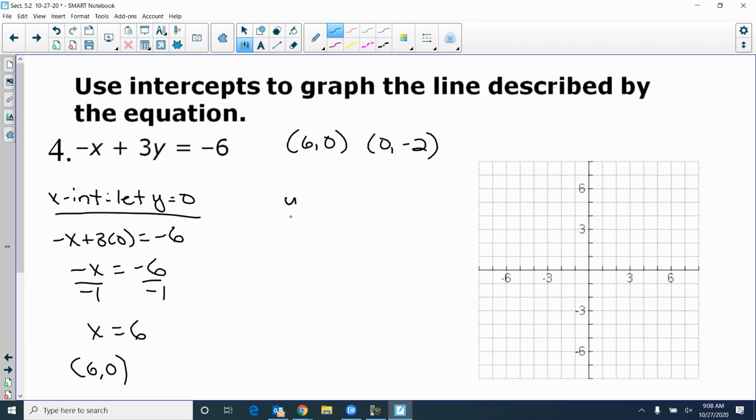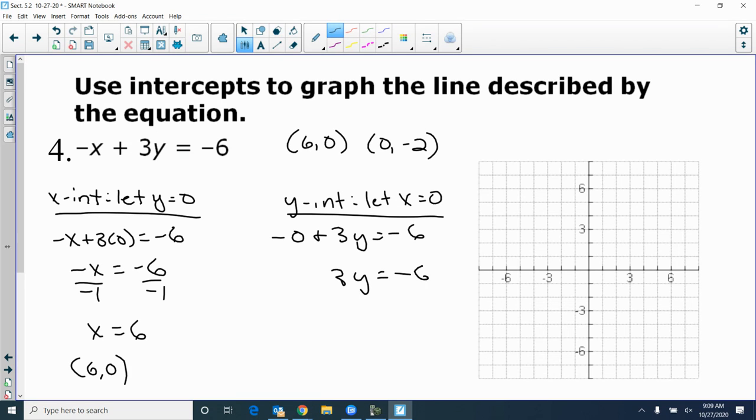Well, for the y-intercept, you let x equal 0. Basically, it's going to take that whole thing away. It's going to be gone when we're done. So it's going to be -0 plus 3y equals -6. 3y equals -6. And then when I divide by 3, I get -2.